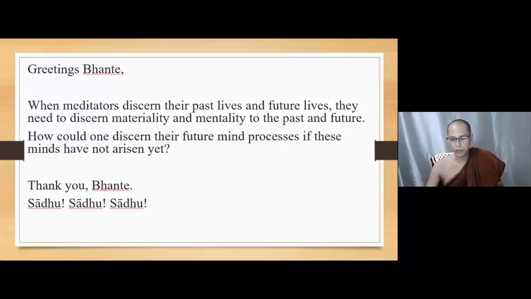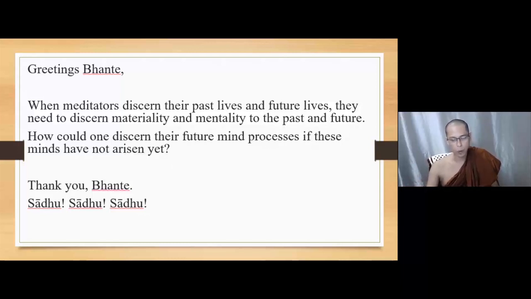So although the real mentalities and materiality are not arising yet, your mind can take them as the object, but this is not exactly the same as discerning the future mind process. Discerning the future mind process takes the reality as the object. But if you are just thinking, you are taking conceptual knowledge. So this is how we can imagine the future process. Future mental and material processes are not happening yet, but they can be the object of the mind. This is how we can explain it.